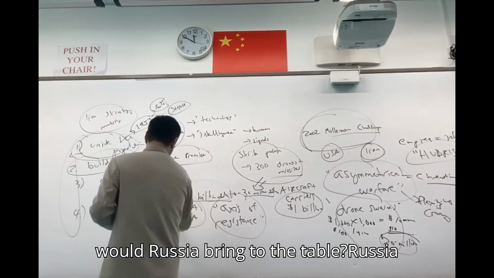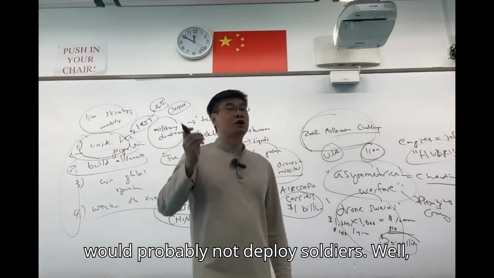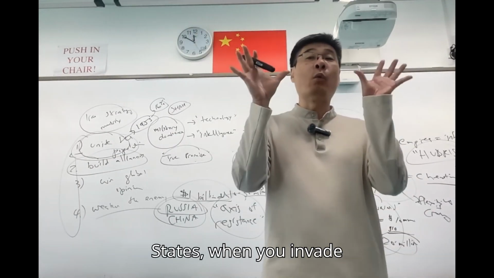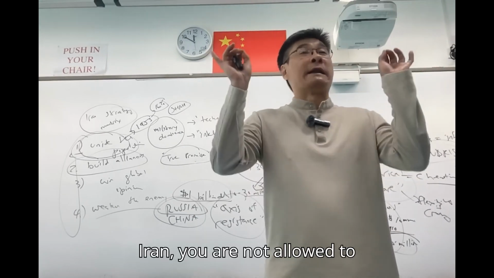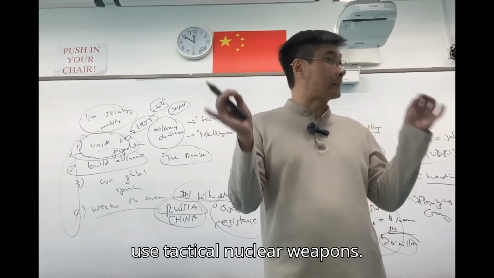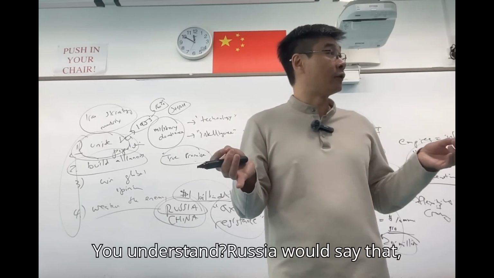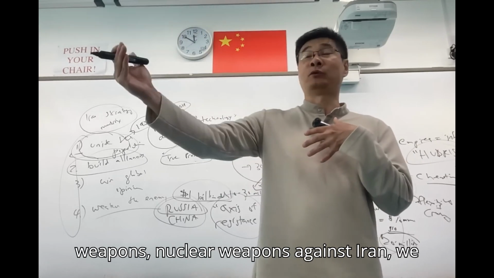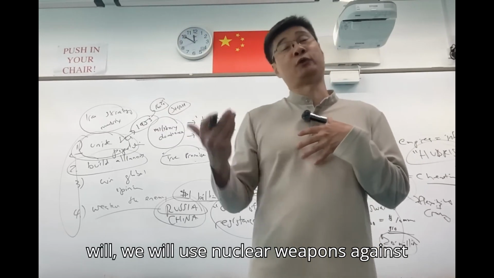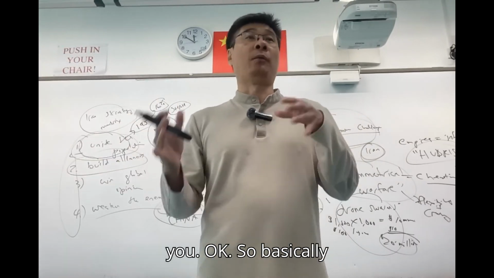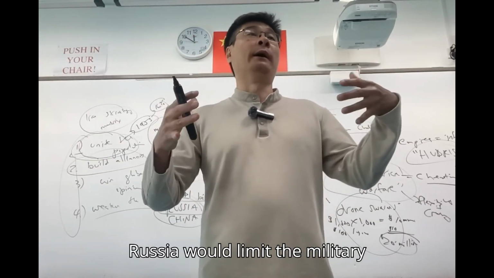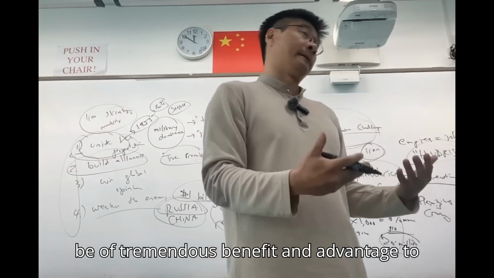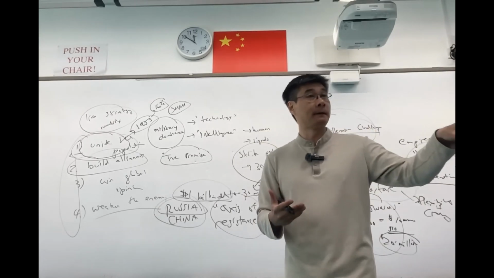What would Russia bring to the table? Russia would probably not deploy soldiers. But what Russia would do is say to the United States, when you invade Iran, you are not allowed to use tactical nuclear weapons. You understand? Russia would say that, hey, United States, if you use nuclear weapons against Iran, we will use nuclear weapons against you. So basically, Russia would limit the military options of America in a war, which would be of tremendous benefit and advantage to Iran. Does that make sense?